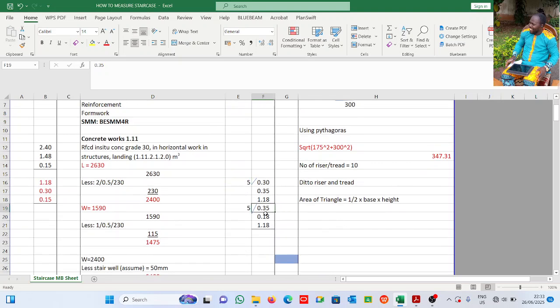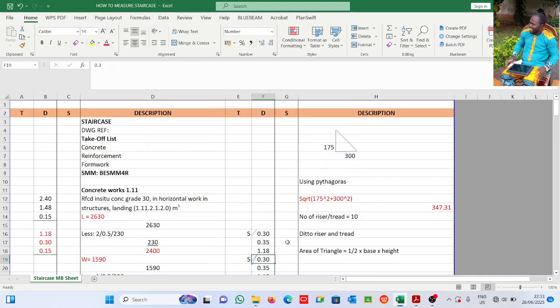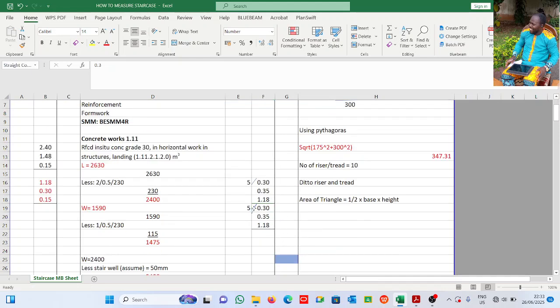It will give us the same thing. This is 0.3. The only difference is the number of flights is different. Now this is 10, while this is 9. However, it was 4 point something, so it rounds up to 5.